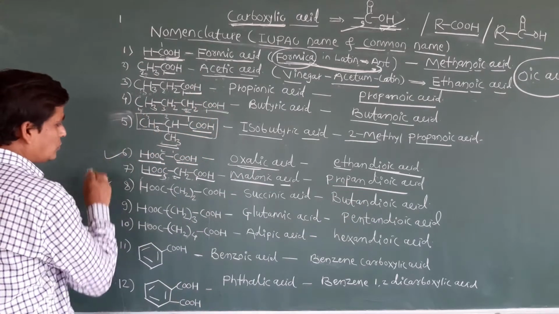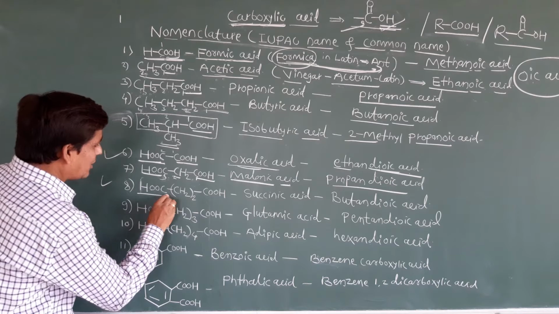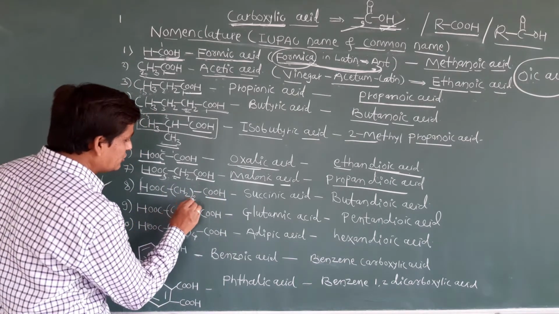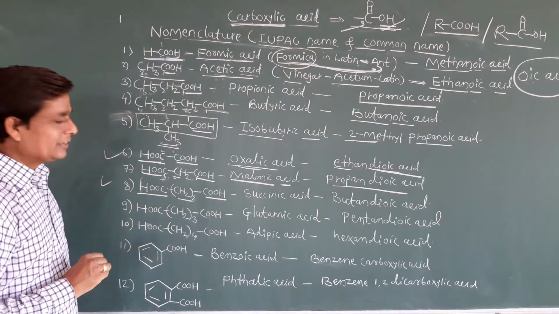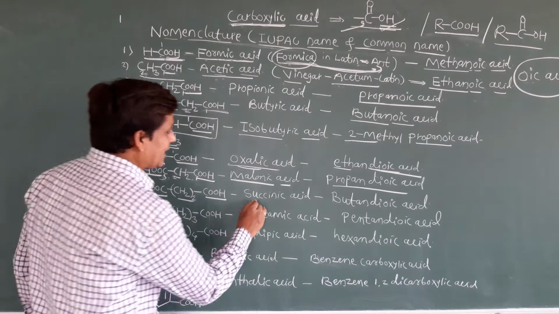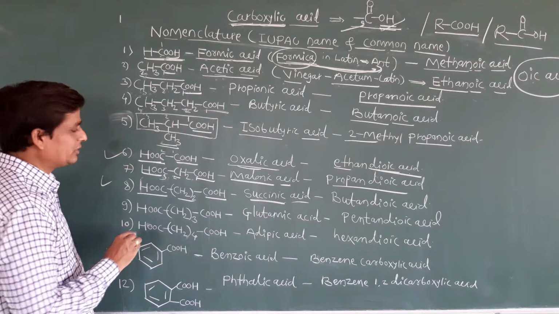See another example, students. A carboxylic group is attached here. Here also a carboxylic group is attached, and here CH2 2 times. Okay, CH2 2 times means it is the best example of succinic acid. Succinic acid. This is the structure of succinic acid.